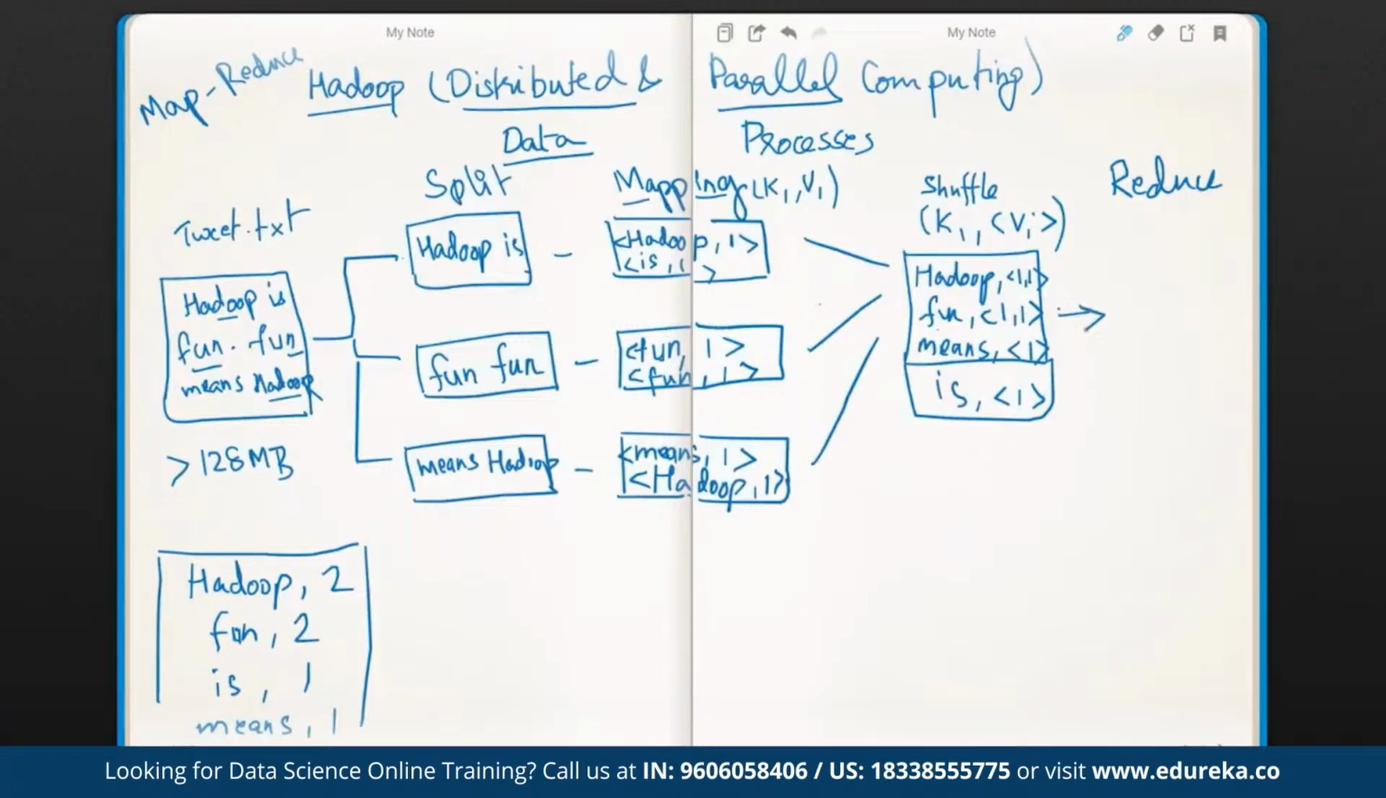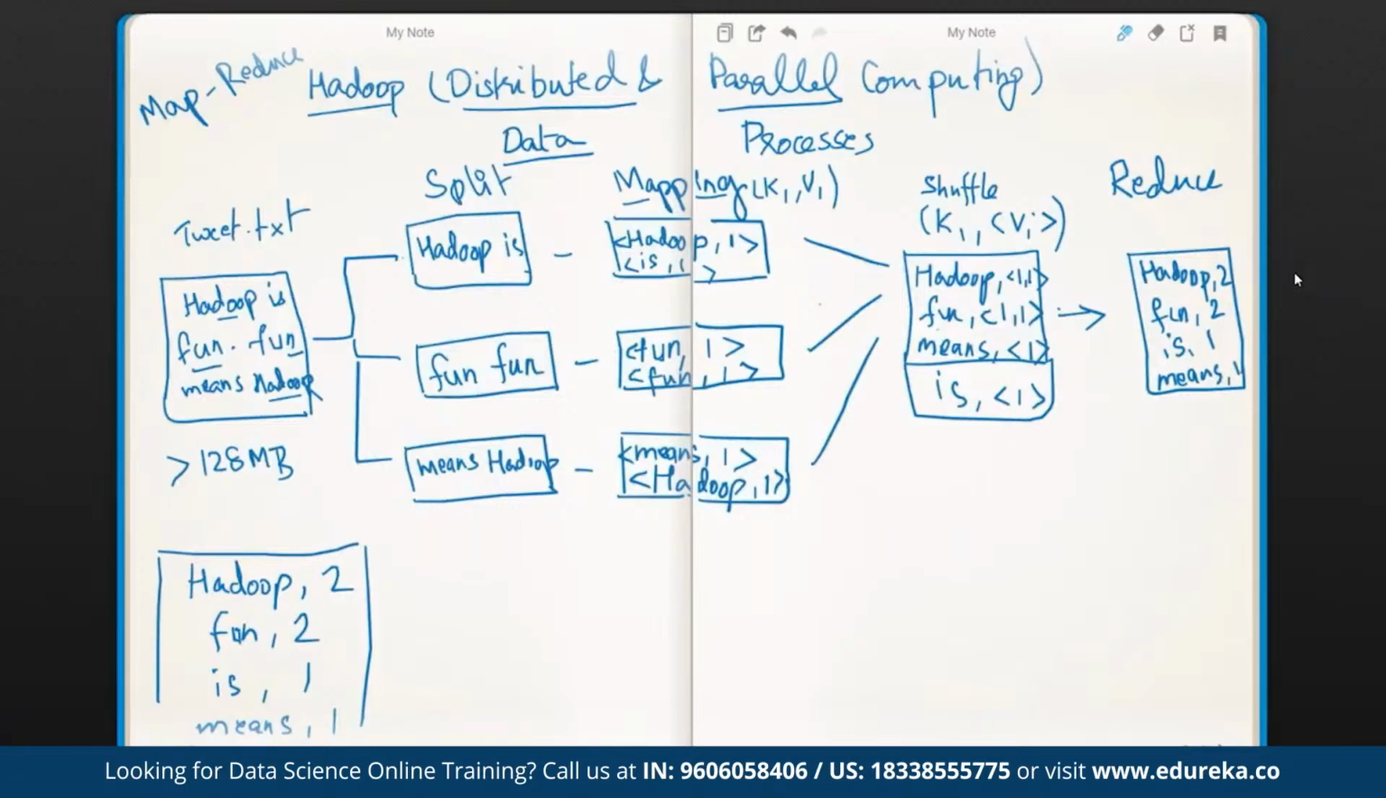every single word in a very simple, straightforward one operation, which is simply the sum. I'm going to calculate, or iterate through the list and append its count. Fun appearing twice, is appearing once, and the word means also appearing once. Quite a simple approach, right?